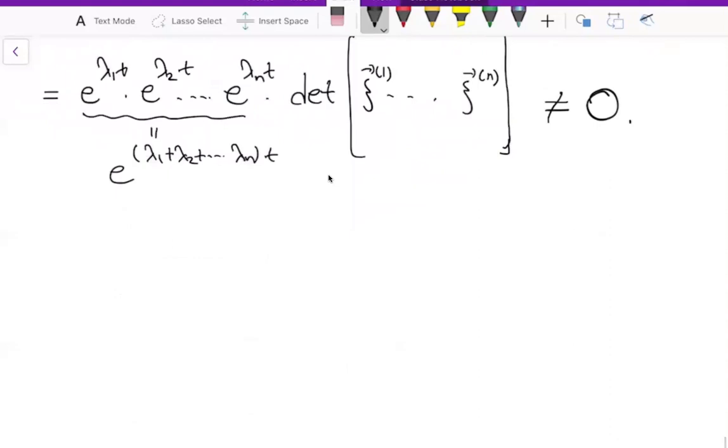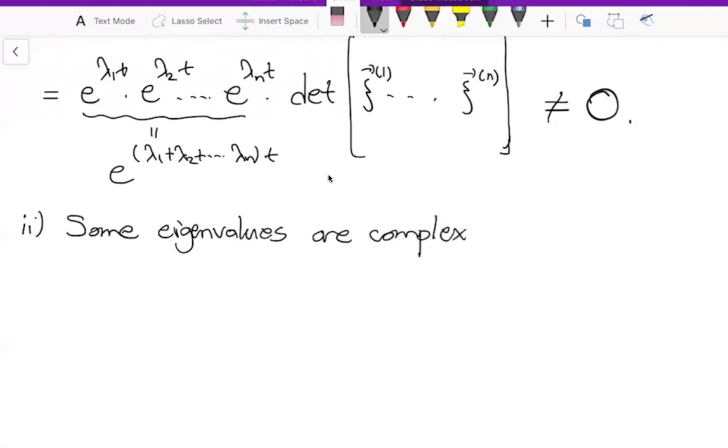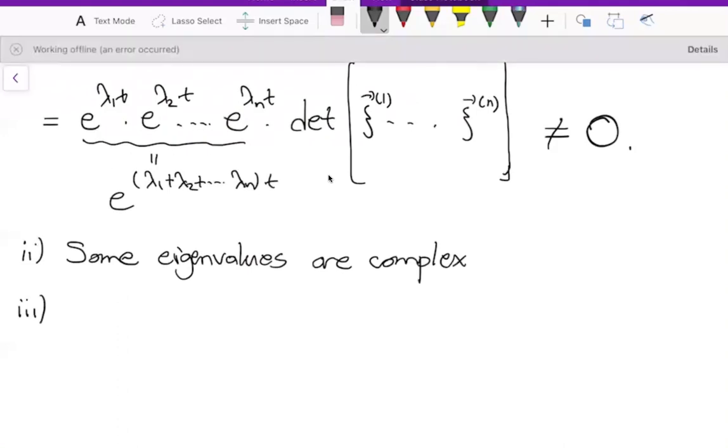And then the second case. Let me state the eigenvalues the way the book does. Some eigenvalues are complex, and even the last one, some eigenvalues are repeated.